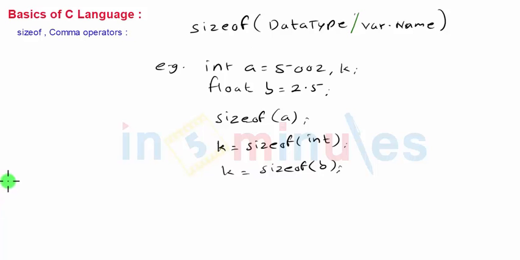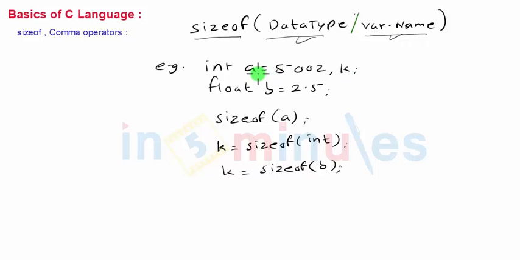Its typical syntax will be like this. We write sizeof, and then in brackets we mention either a data type like int, float, char, struct or whatever, or otherwise we can mention a variable name, and it returns the size of the given data type or variable in terms of bytes according to its type.